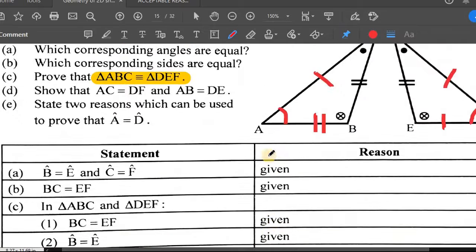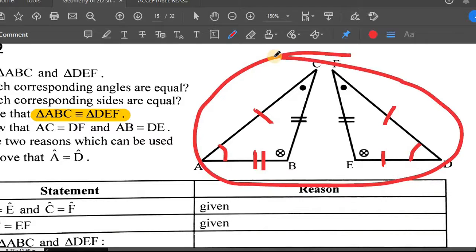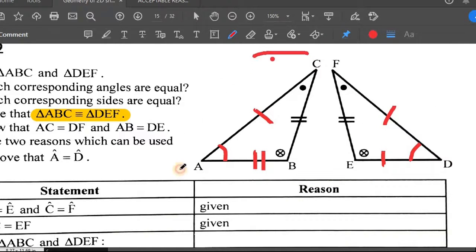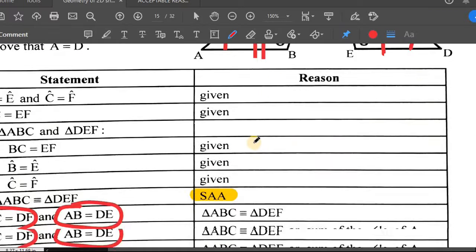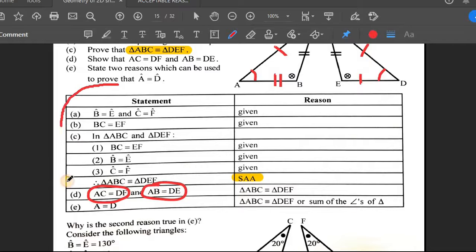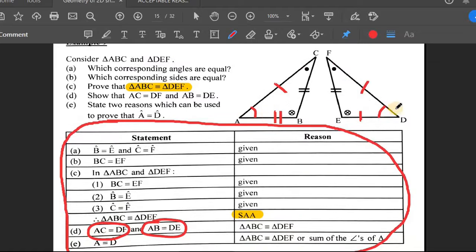Now once again, it's very easy to look at what I'm doing there, right? But I need this from you. This is what I need from you. This is what the teachers mark. We need to see our statement and our reason why, right? The same story with angle A is equal to angle D.